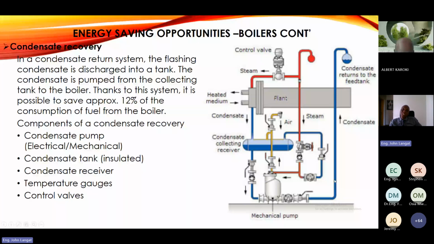Then from the condensate tank, it goes back to the feed pump. This is a mechanical pump. It doesn't use any electrical energy. It only uses motive steam at 2 bar.